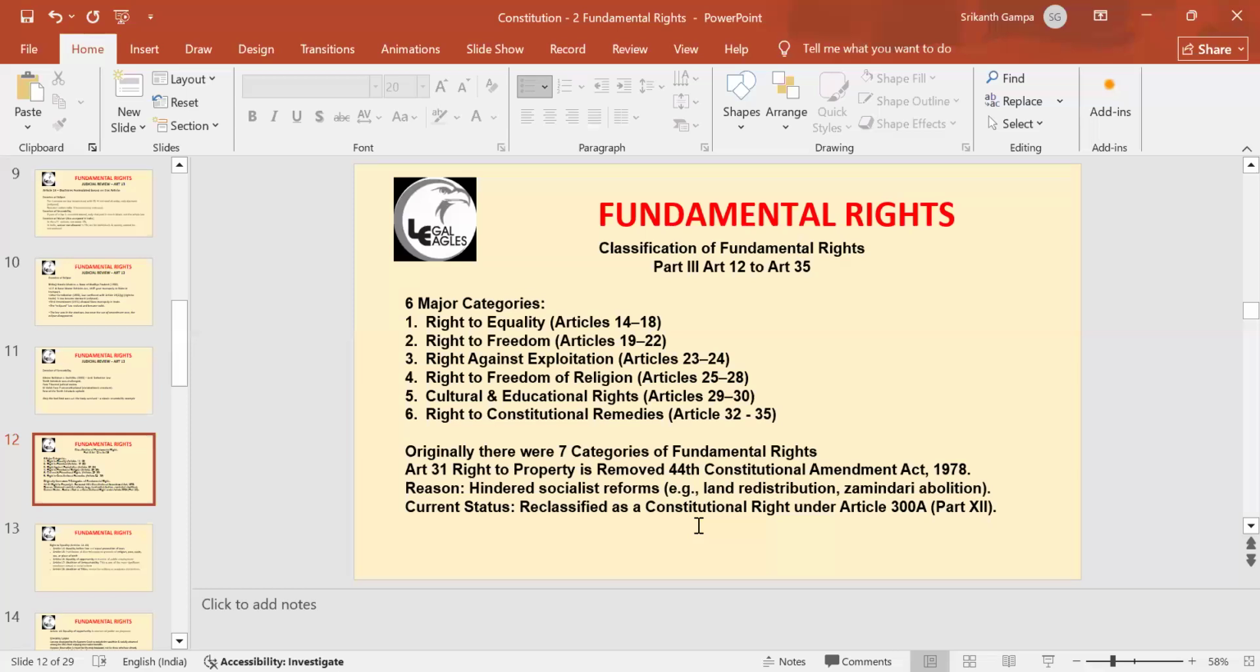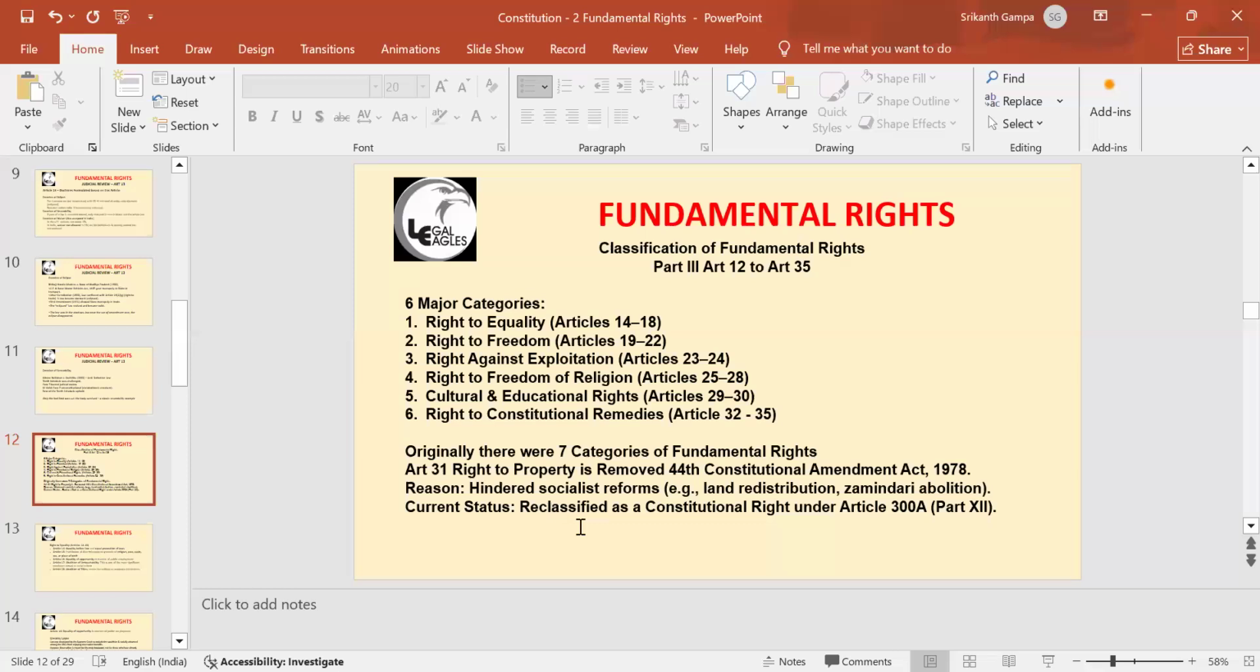So for that reason, in the interest of the country, Article 31 right to property is removed, even though it was part of basic structure initially. Because of the larger interest, that is allowed. There were challenges for this when it was removed, but in the interest of the nation, it is allowed. There are certain case laws also related to right to property, so you can go through those and understand them very well.